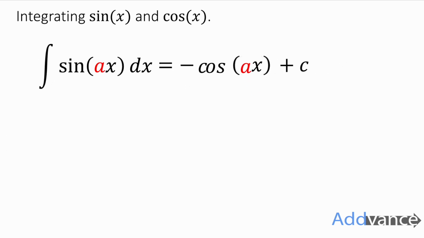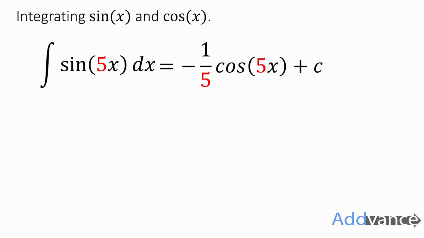Let's look at some examples though. So let's say we're integrating sine of 5x dx. That's equal to minus 1 over 5 cos of 5x plus c.